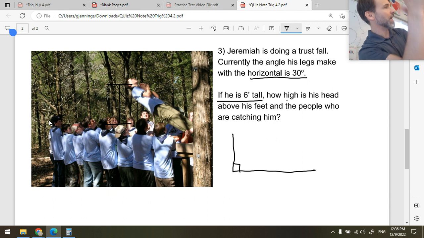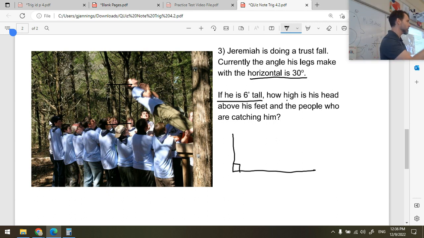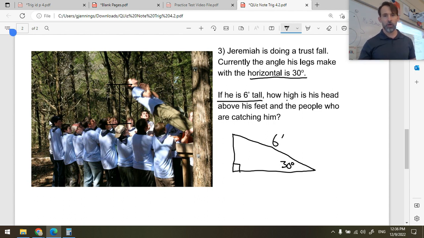Sometimes you get cool trees that grow on angles. But if I ask you how tall is that tree, I'm basically asking how high is the top point above the ground. Still a right angle, even if the tree is growing on a diagonal, like out the side of a mountain or something. So here, we're going to have Jeremiah. This is Jeremiah's body here. This angle is 30 degrees, and we were told that he was 6 feet tall. And we want to know the height above his feet, of where his head is as he's 30 degrees lying back in the middle of this trust fall. So how are we going to solve this question?